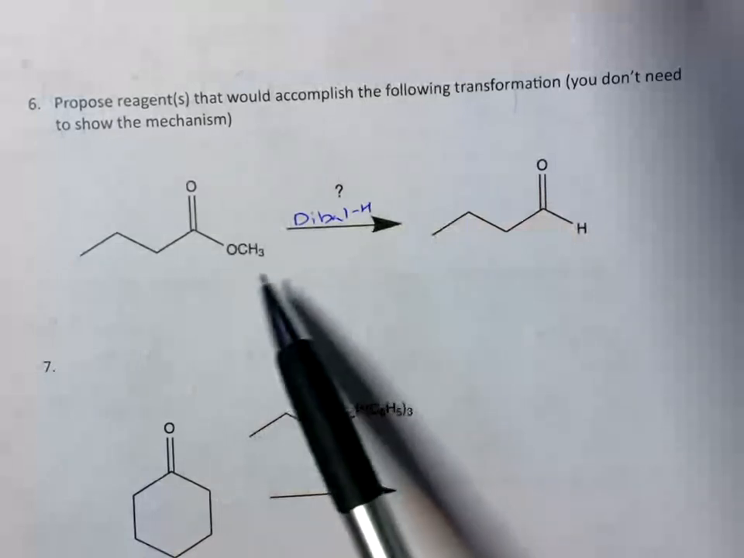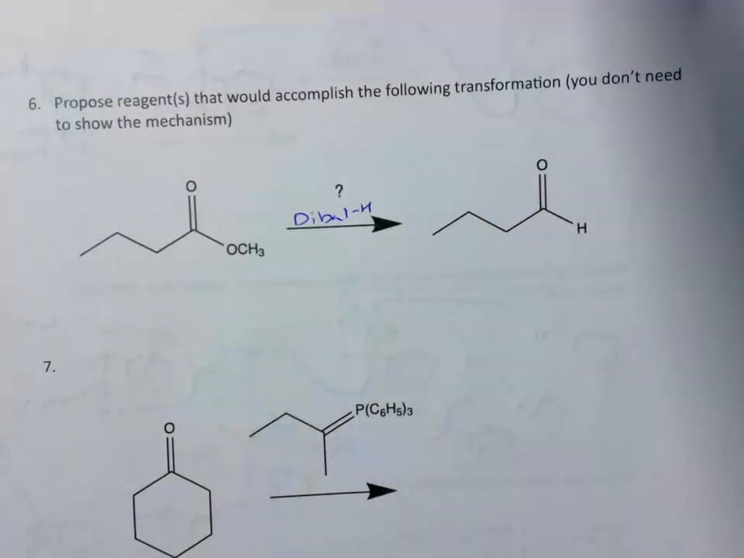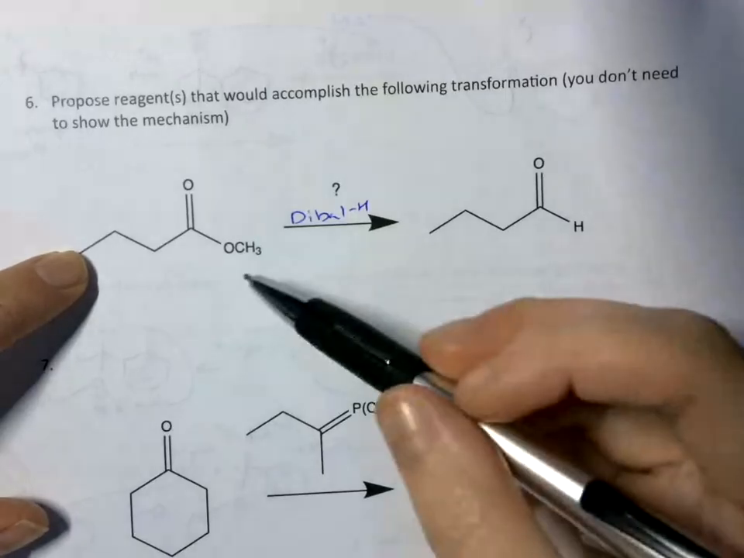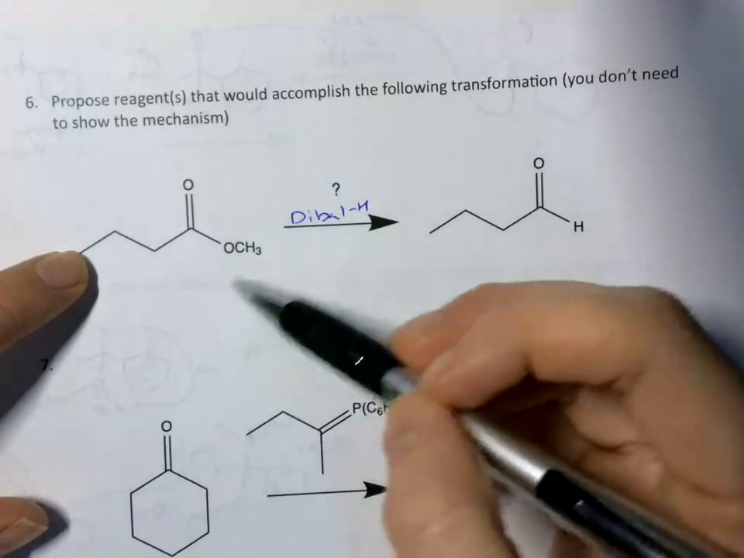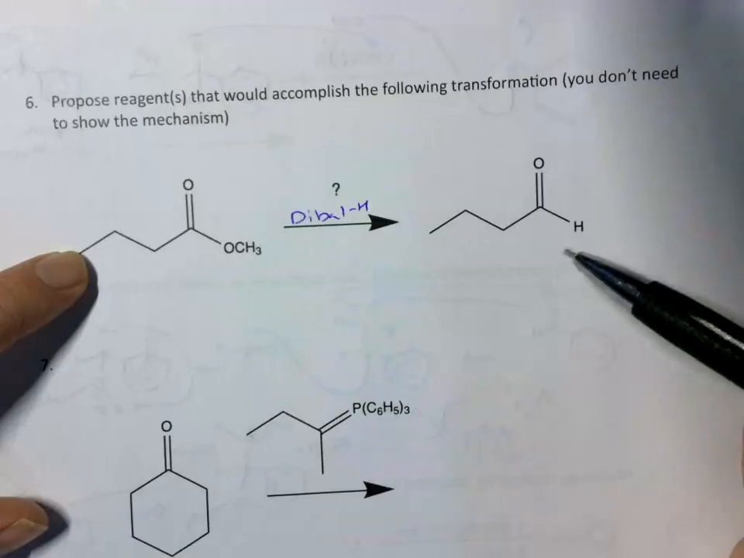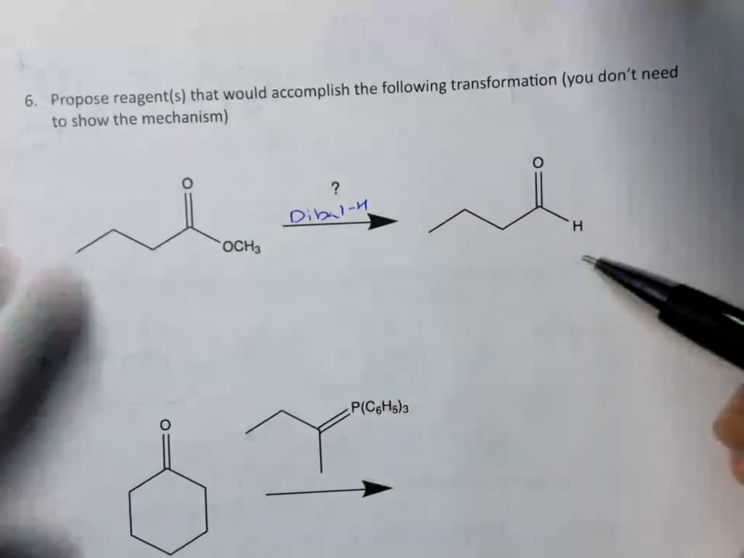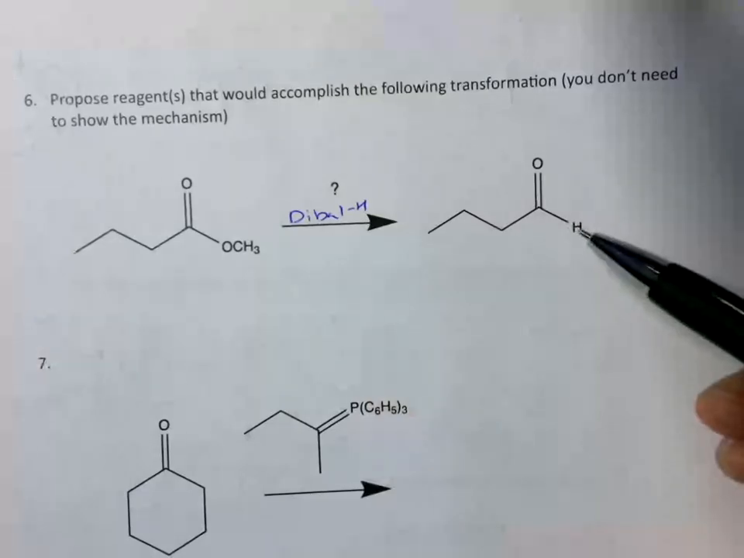PCC would not. Let's see. NaBH4, PCC is oxidizing, so that wouldn't work. NaBH4 could not react with this. It can only react with aldehydes and ketones. And LAH can react with everything, but it would take it all the way back. It wouldn't just stop at one.